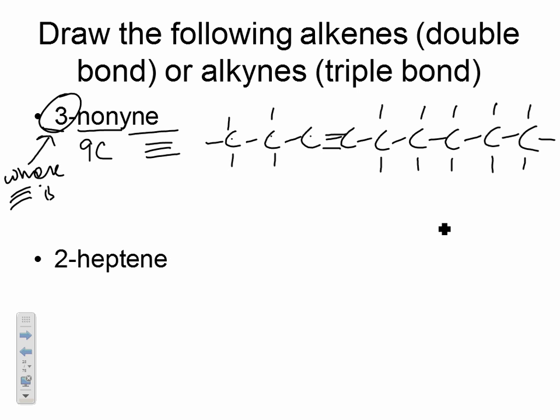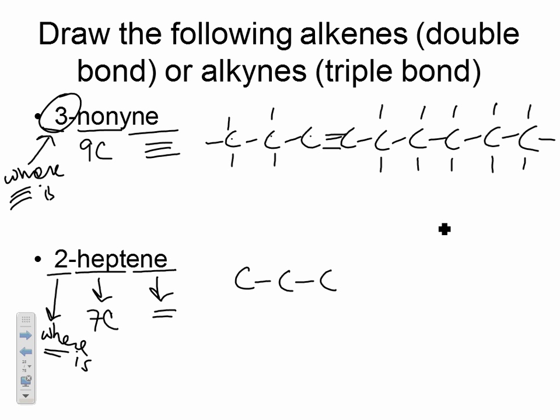2-heptene. If I want to draw this, what is this name telling me? Well, hept- is telling me 7 carbons. -ene is telling me that I have a double bond. And the 2 is telling me where the double bond is. So I'm going to start by drawing a 7 carbon chain. 1, 2, 3, 4, 5, 6, 7. I'll start with single bonds, but I know I'm going to go in and add a double bond. Where am I going to add it? I'm going to add it at the 2nd carbon in, between the 2nd and the 3rd carbon.